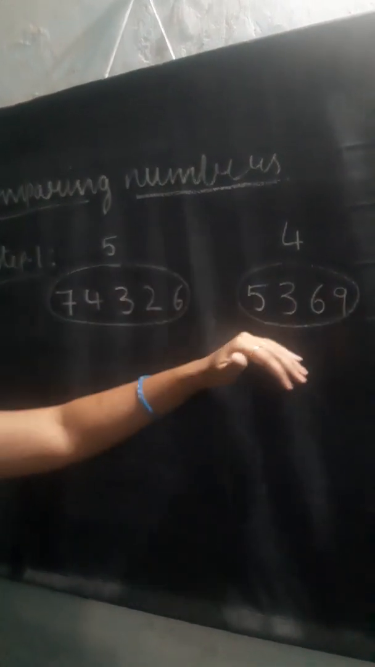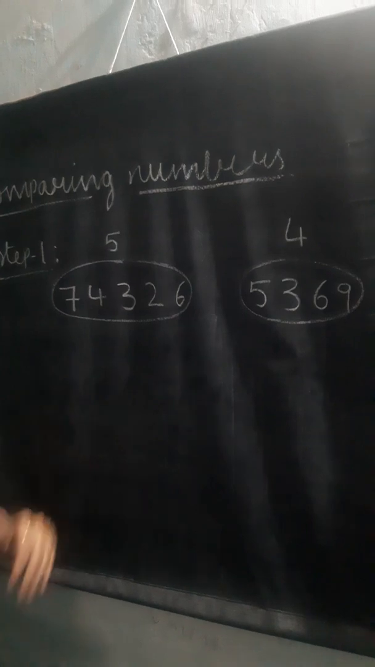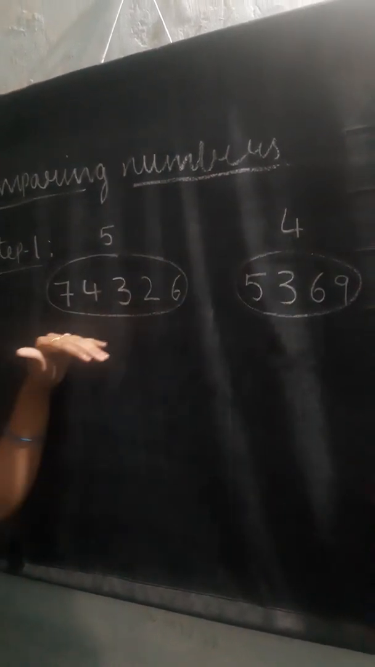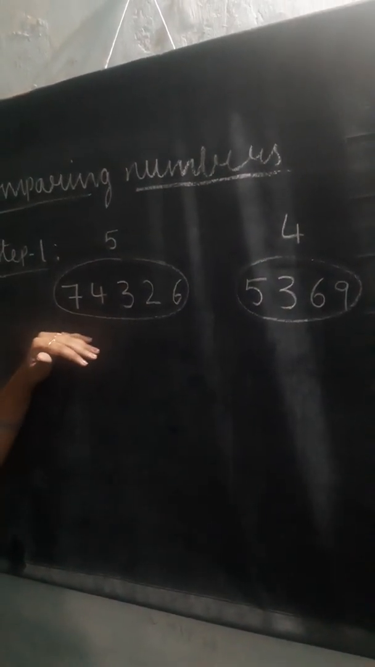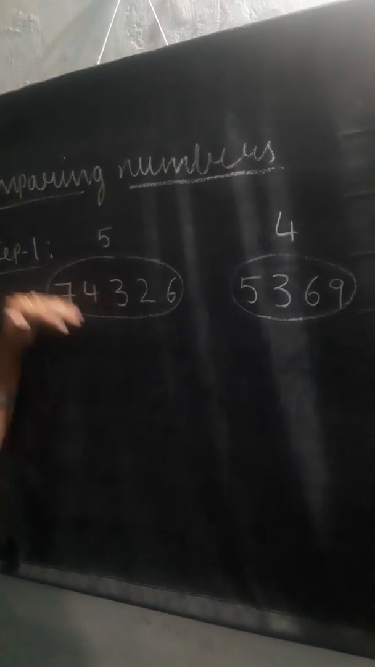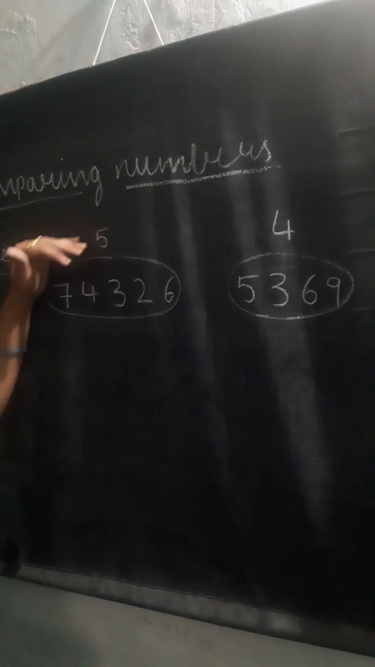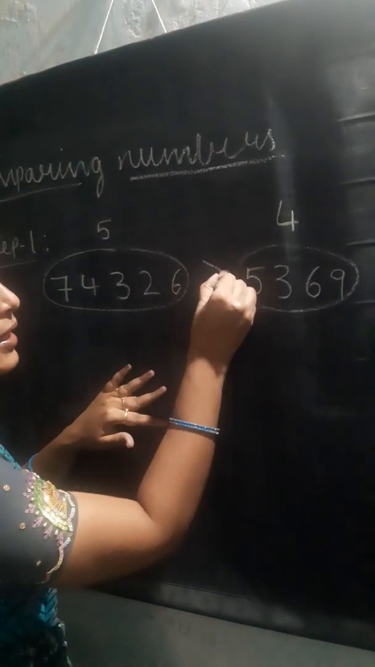Whichever number has more digits, that number is greater. Which number has more digits? 74,326 has more digits, so this is the greater number. So you have to put the greater than symbol here.